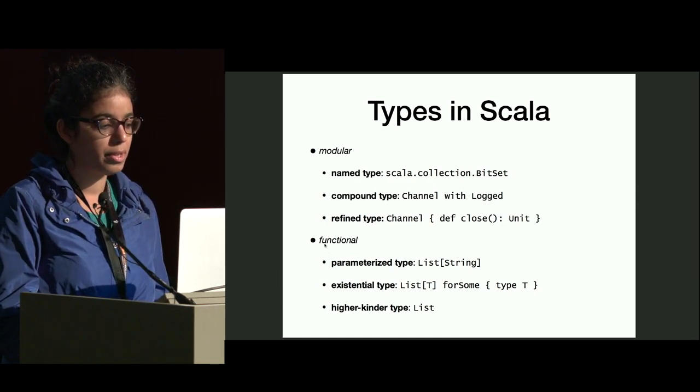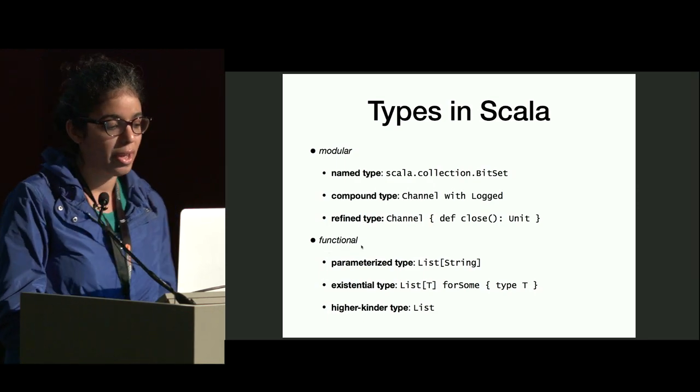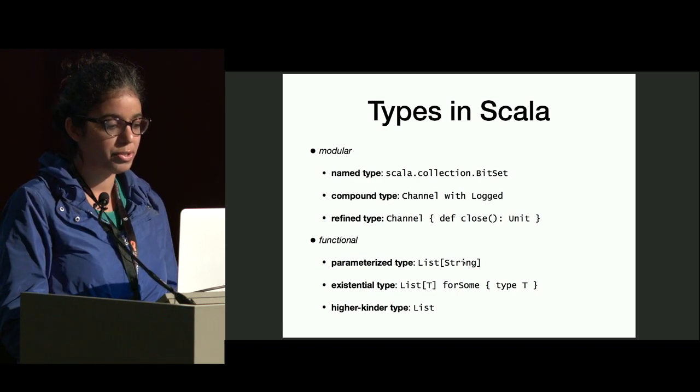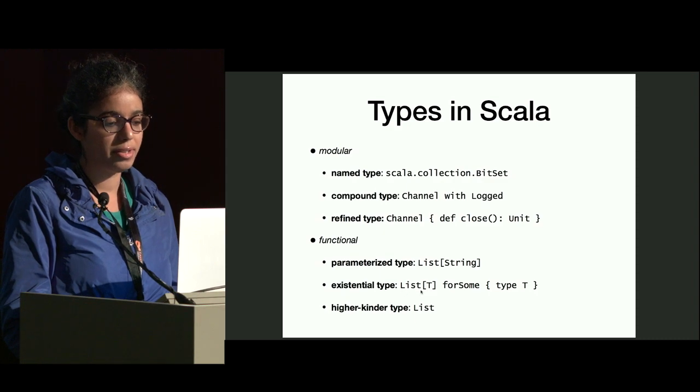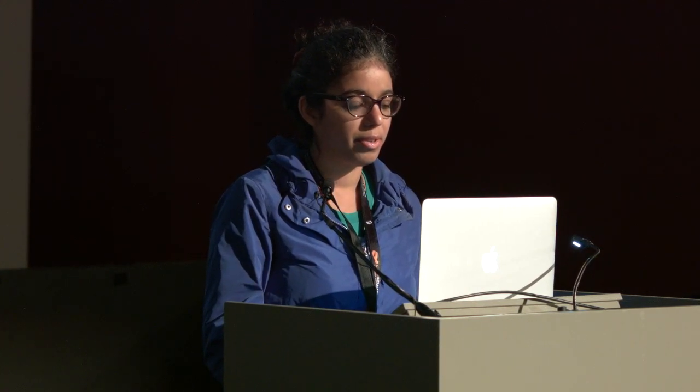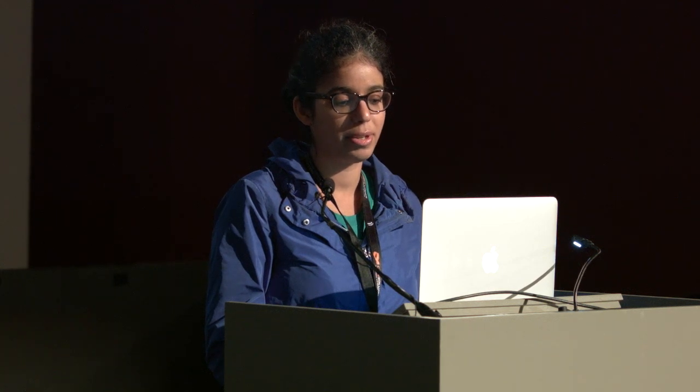One would be the functional dimension, where you have parameterized types, such as List[String], and you can have an existential type where you say you have a List[T] for some type T that is fixed but not known. And then you also have a higher-kinded type, List, which is not a type in itself, but a function from types to types.